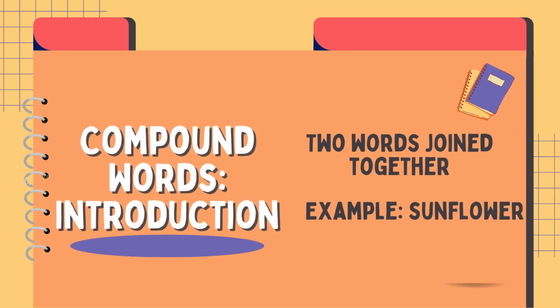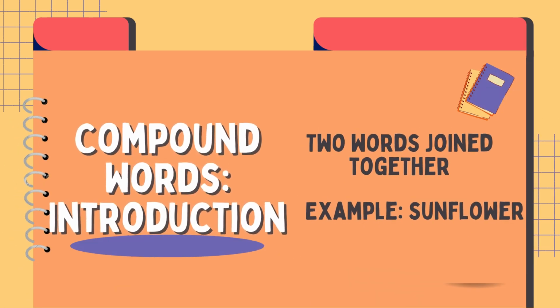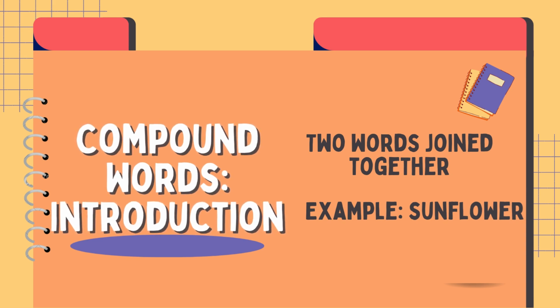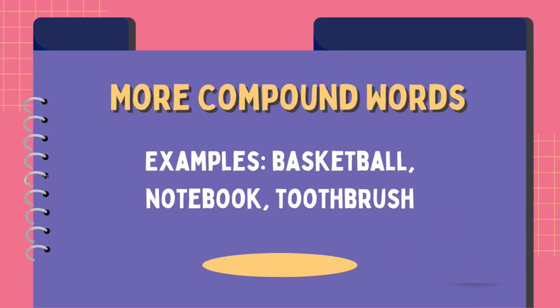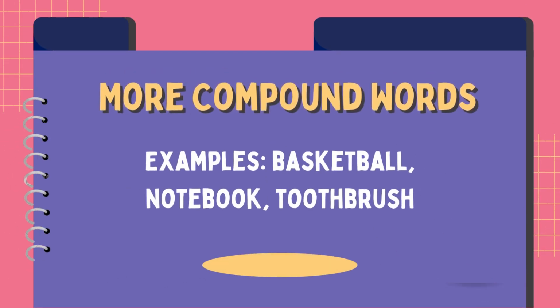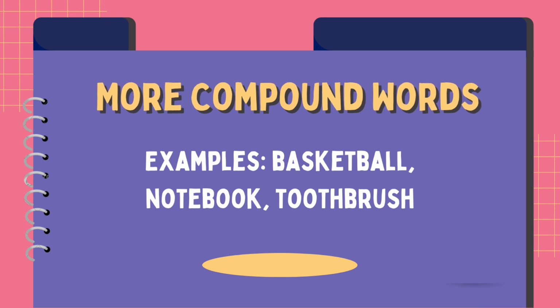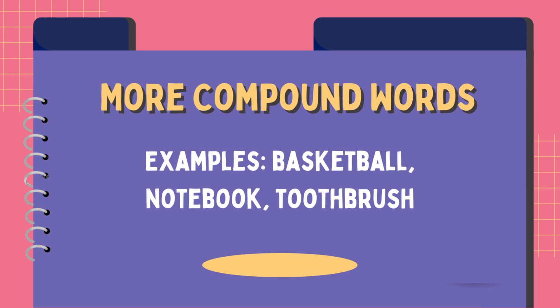Compound words are made when two words are joined together to form a new word. For example, sun plus flower equals sunflower. The new word has a meaning of its own. Compound words are fun and easy to spot once you start looking for them. Let's look at more examples. Basket plus ball equals basketball. Note plus book equals notebook. Tooth plus brush equals toothbrush. Each one is made up of two smaller words, but together they make a new meaning.